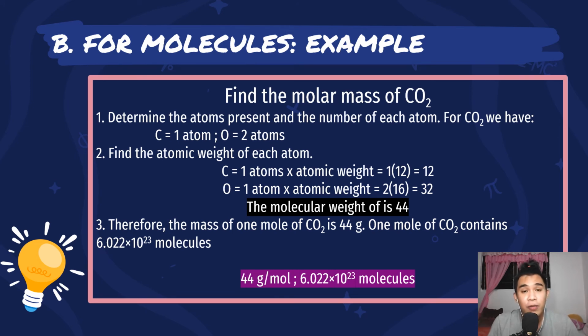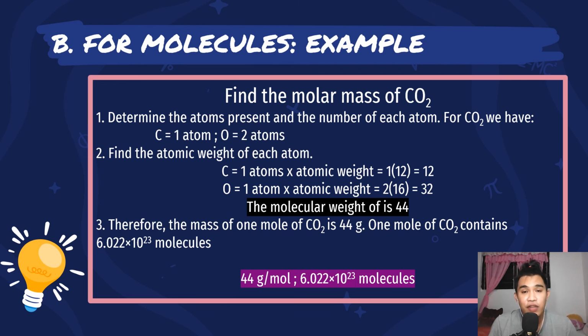For carbon, we have 1 atom of carbon times the atomic weight of carbon, which is equal to 12. Therefore, we multiply 1 times 12, which is equal to 12. Next, for oxygen, we have 2 atoms of oxygen times the atomic weight of oxygen, which is equal to 16. So we have 2 times 16, which is equal to 32. Next, we are going to add 12 and 32, and we have 44 as the sum.